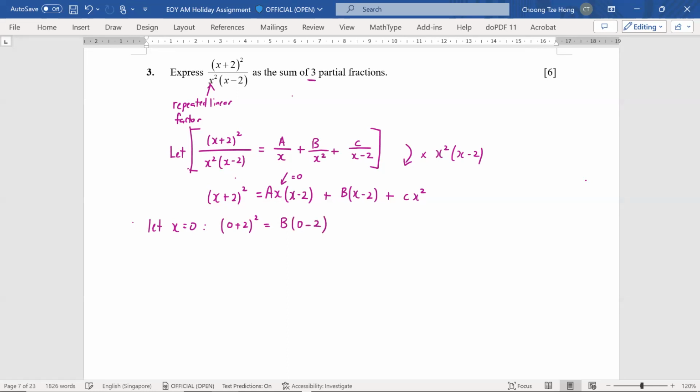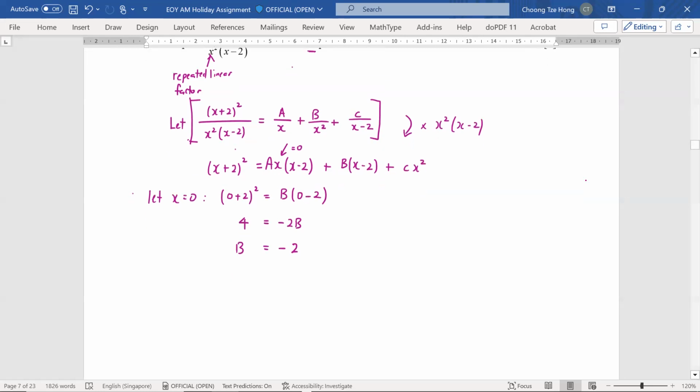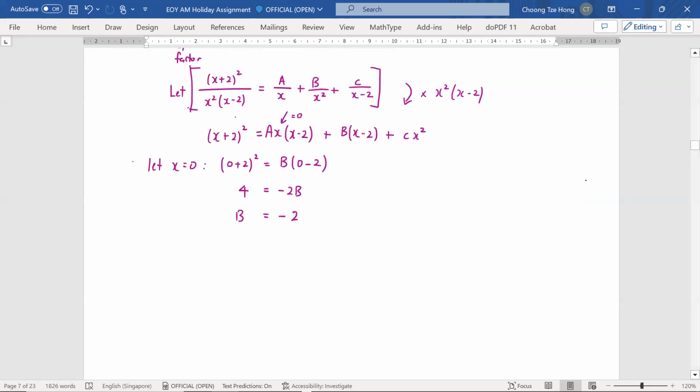On the left side, we're going to get 4. On the right side, negative 2b. So this means that b is going to be equal to 4 over negative 2, which is negative 2. Right? Okay, so next, what else can we let x be to find another value, either a or c?